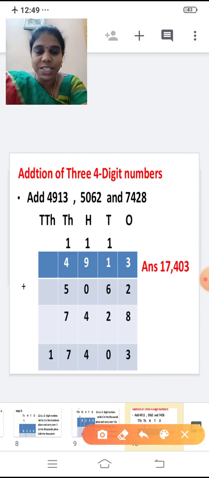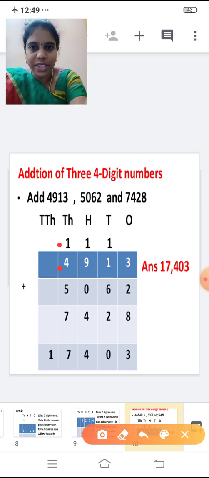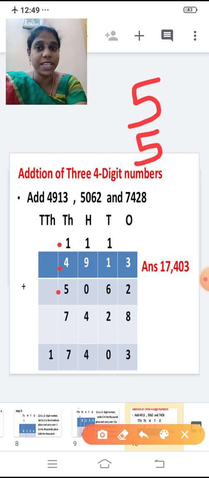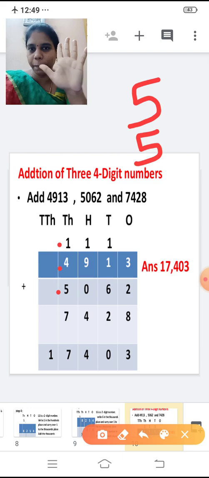Now add the thousands place. 1 plus 4. After 1, you're going to add 4 numbers. After 1, 2, 3, 4, 5. So the answer is 5. With that 5, I'm going to add 5. After 5, 6, 7, 8, 9, 10. So 5 plus 5 is 10.